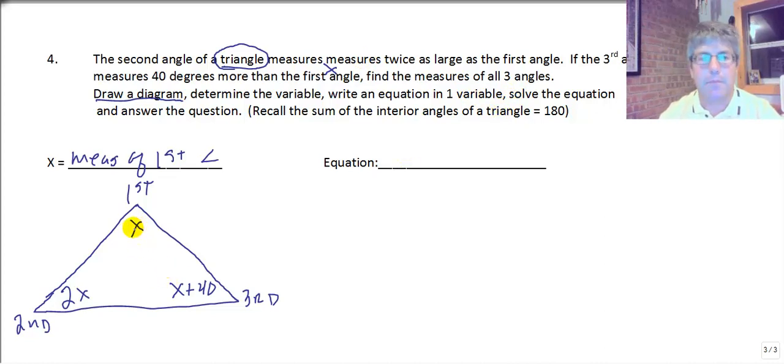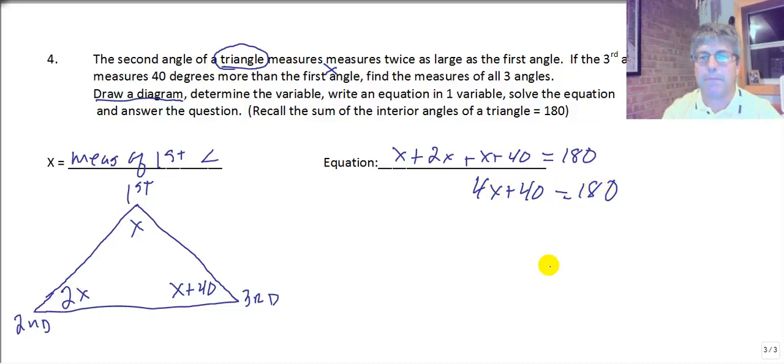If I look at my diagram, I've got angles of x, 2x, and x plus 40. And of course, I know the sum of all those angles equals 180. So I can simply add those together. x plus 2x plus x plus 40, my 3 angles, has to equal 180. There's my equation. I don't know what the answer to the question is. I can't do this in my head, but I've got an algebraic equation. Let's let algebra do the work for us. So we get 4x plus 40 equals 180.